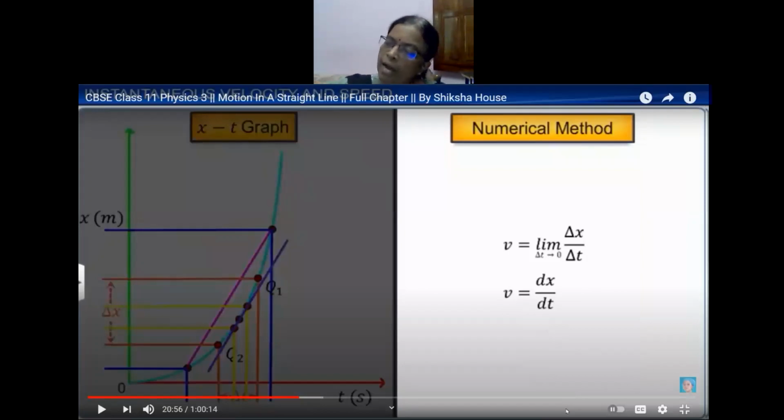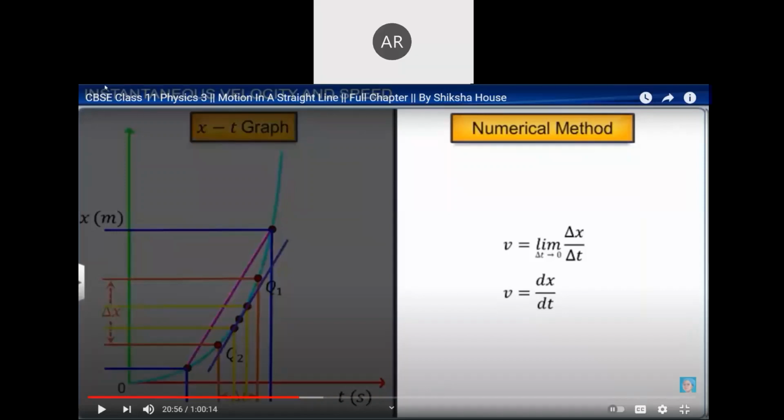Aditya, after getting the average velocity, how will you determine the instantaneous velocity from the graph? Aditya, not answering. Arjun, how will you determine? Time interval tends to 0. Very good.